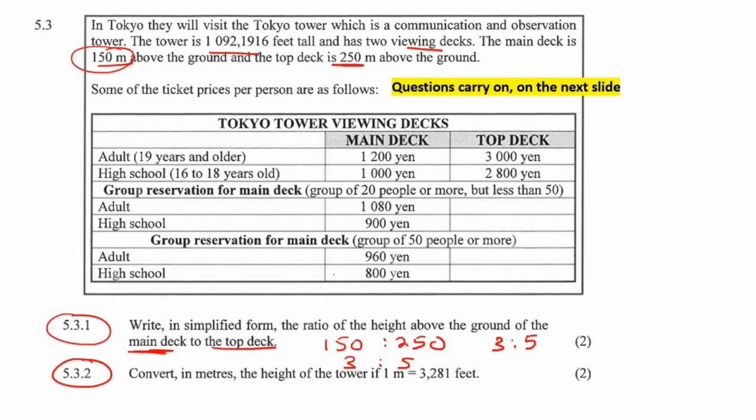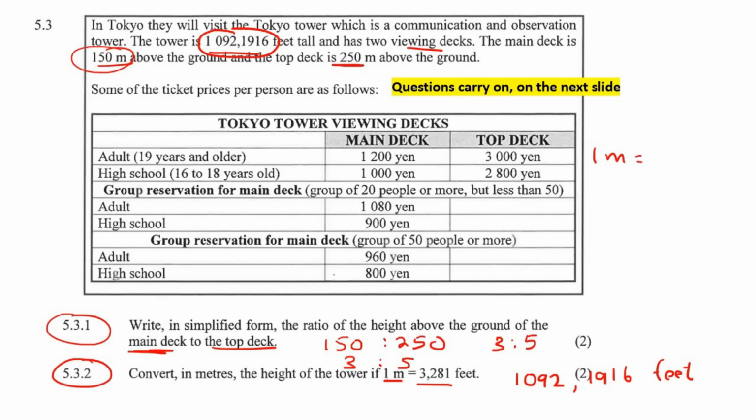This question says, convert in meters the height of the tower if 1 meter is equal to 3,281 feet. Okay, so let's see what they're saying here. So convert the height of the tower. Oh, okay, so the tower was here. It was given in feet. So that's going to be 1092,1916 feet.